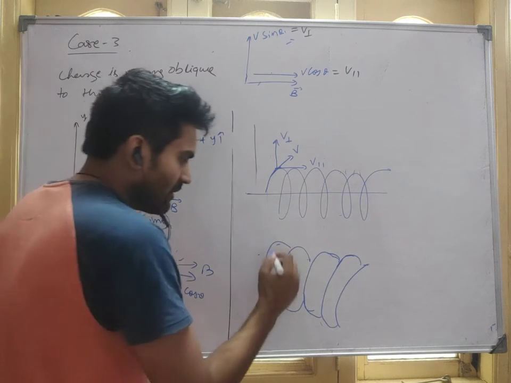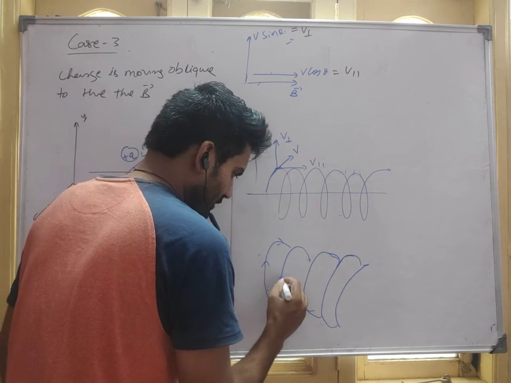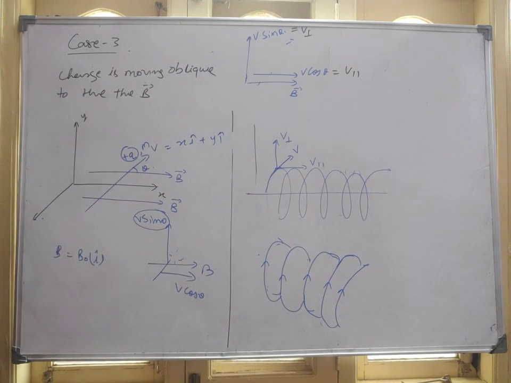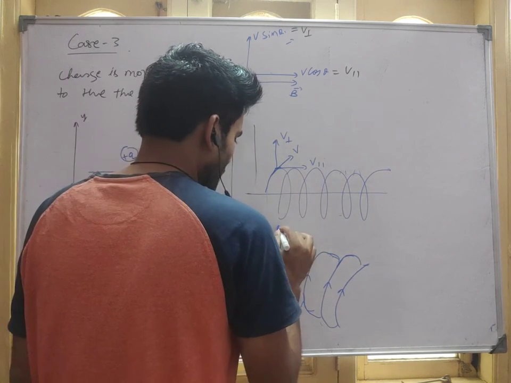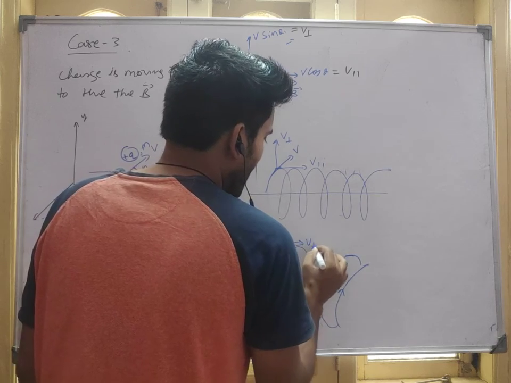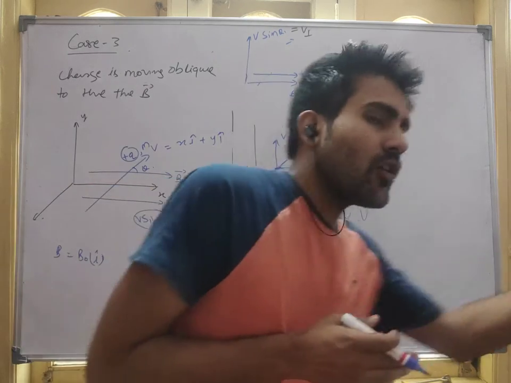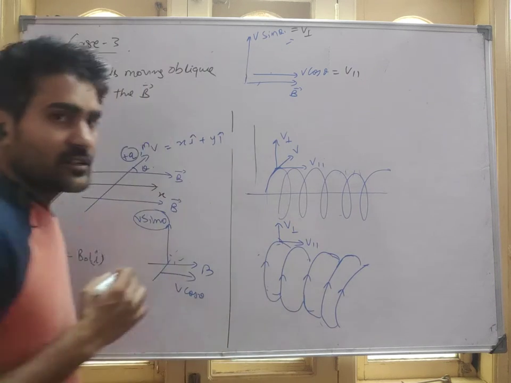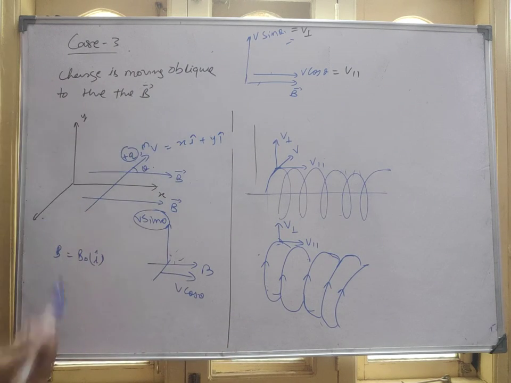Okay, so this particle will be moving like this. Yes or no, guys? Tell me. So this V parallel is responsible for dragging it in the forward direction, and this particular velocity is responsible for the circular motion.